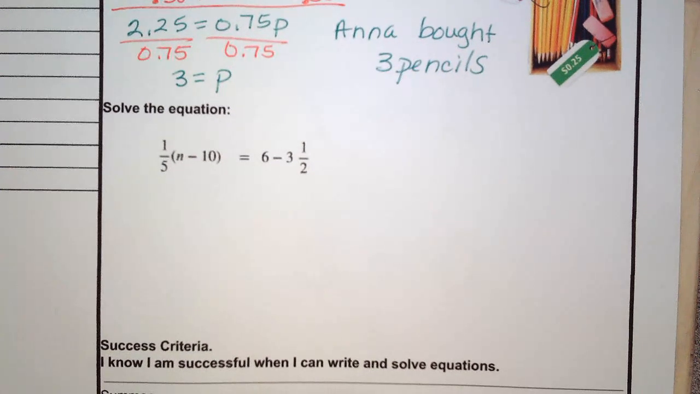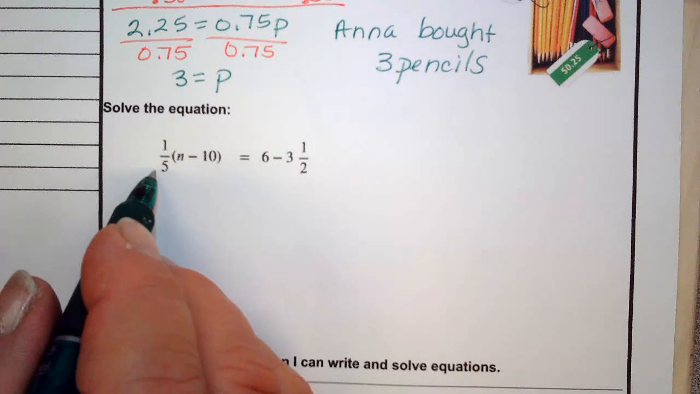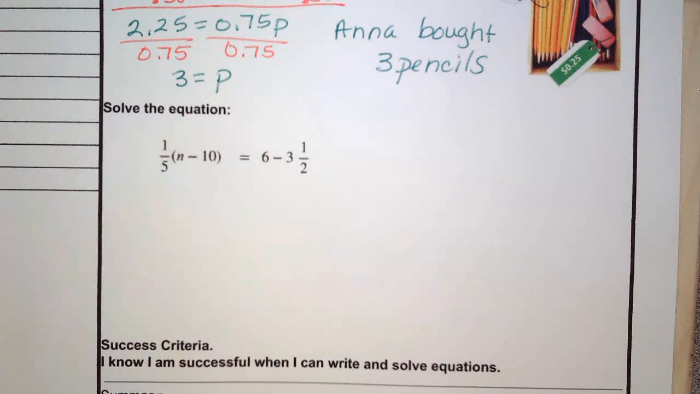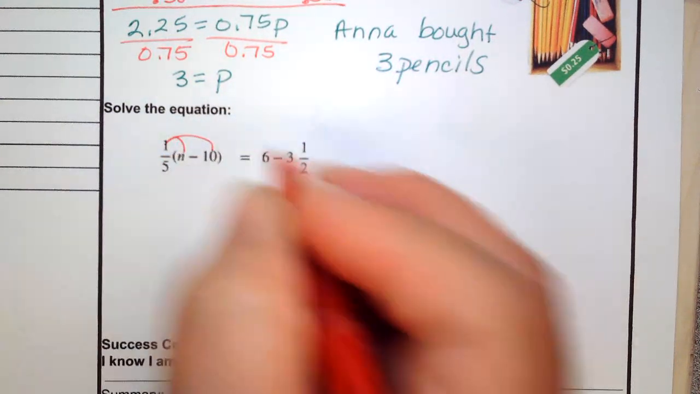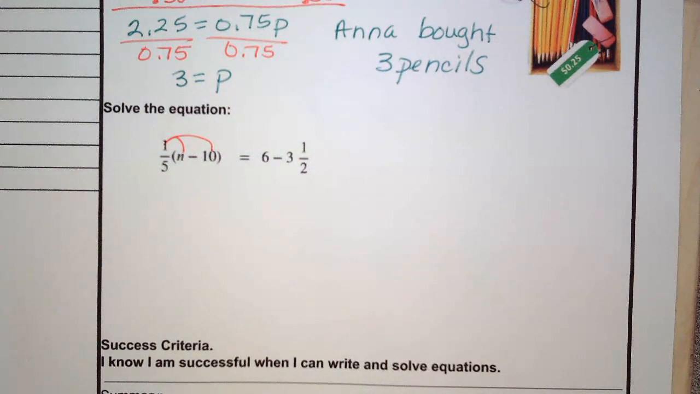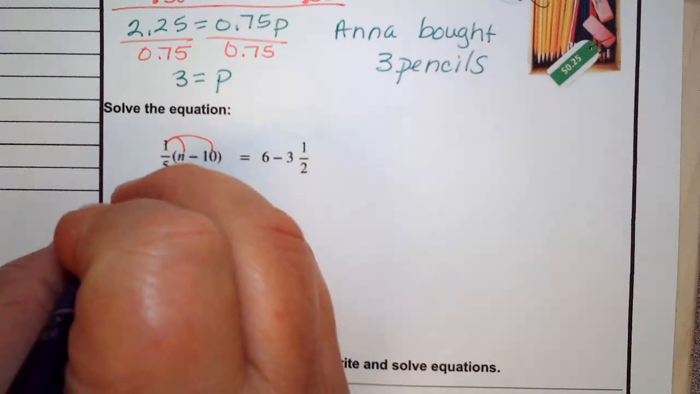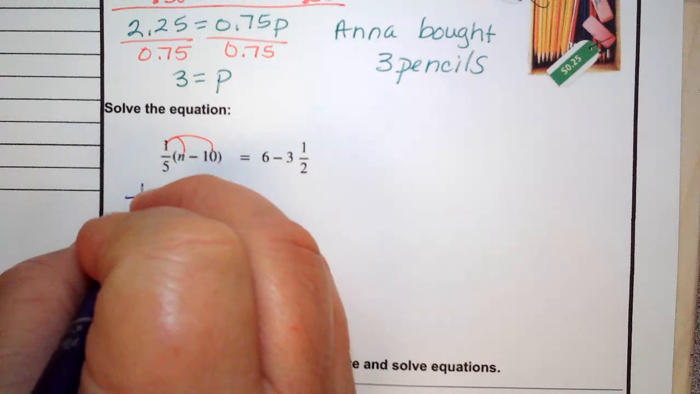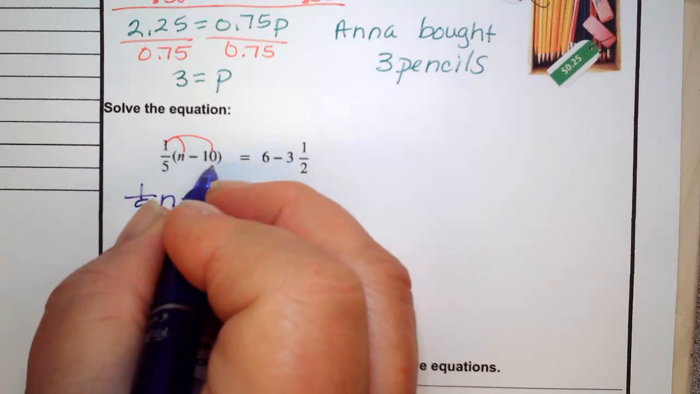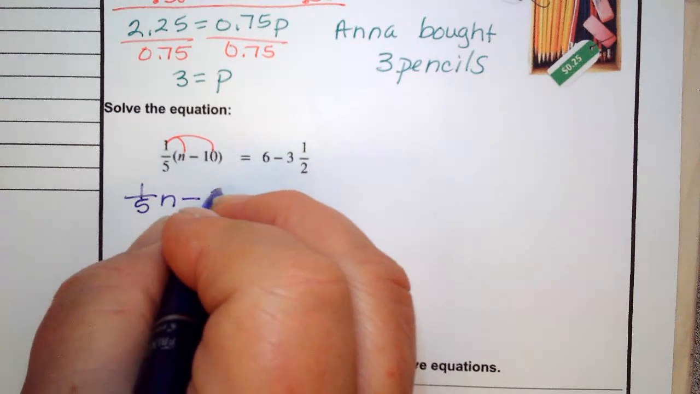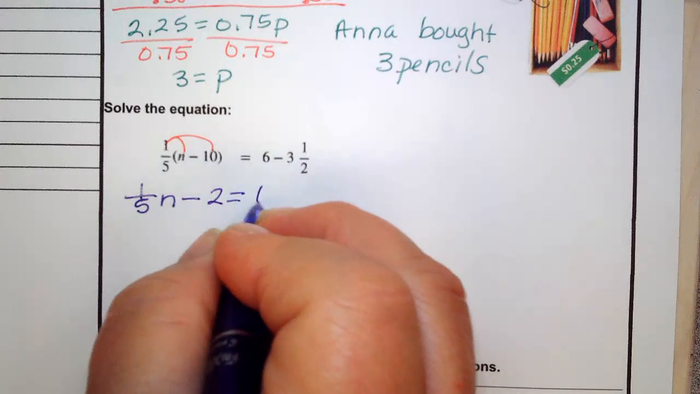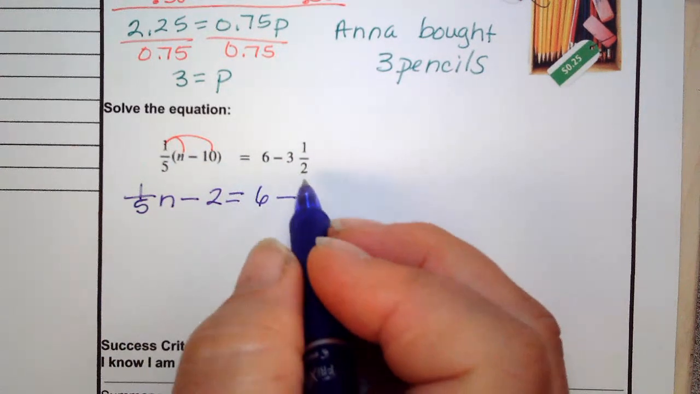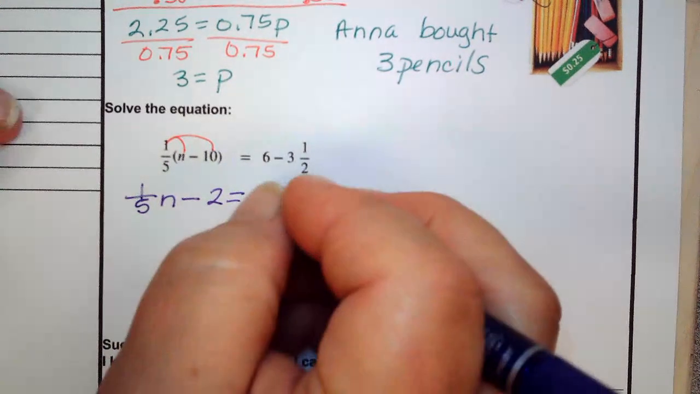For the last one, this time we have to distribute this because we can't multiply both sides by 5, because you've got too many moving pieces. So we'll distribute first. 1/5 of n is 1/5 n. 1/5 of 10, 10 divided by 5 is 2, is equal to 6 minus 3.5.